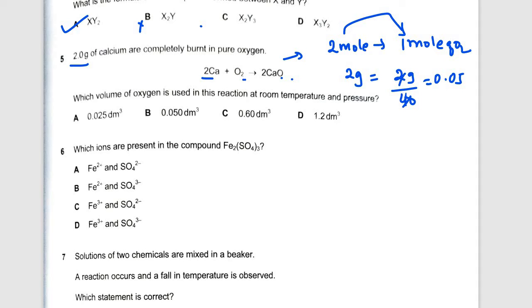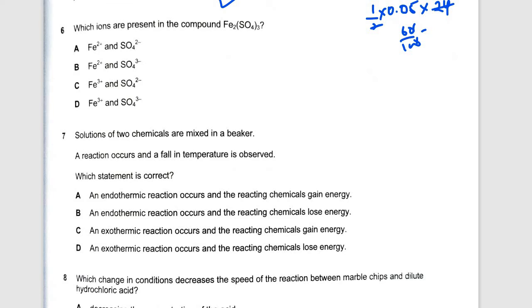Now if you have 0.05 mole of calcium, it means you will get half of the 0.05 mole of oxygen. Okay, so in 1 mole you have around 24 decimeter cubed. So for half of 0.05, you multiply by 24. If you solve this, it will be 12, and 12 times 5 is 60. Divided by 100, you will get around 0.6, which is option number C. I hope this is clear. If it is not clear, let me know in the comment box. I'll explain it in detail further.